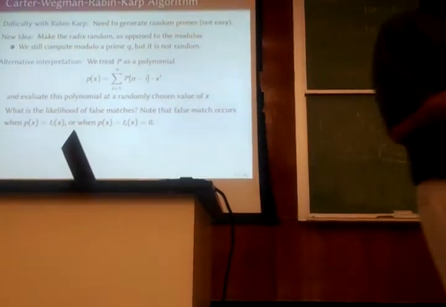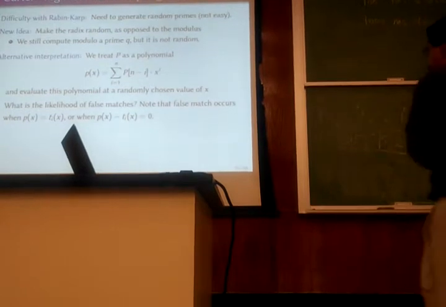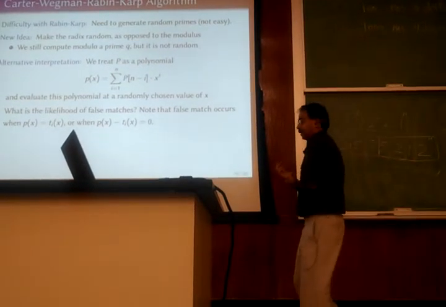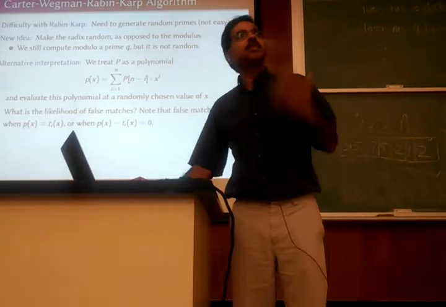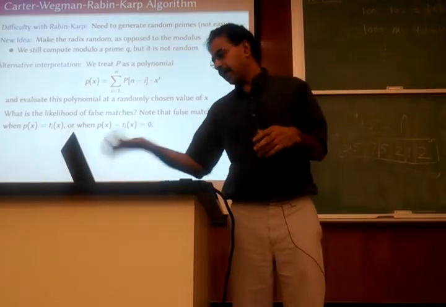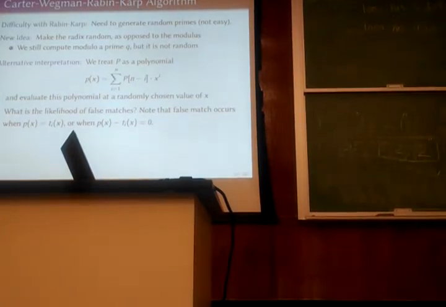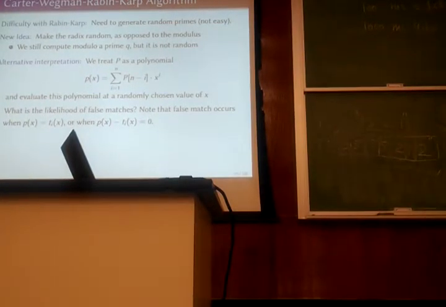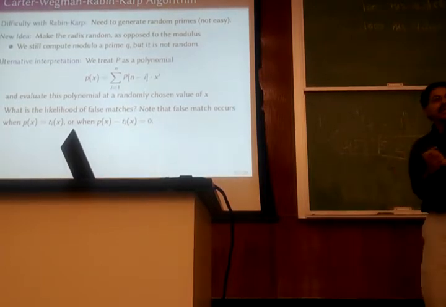But here, the basic idea is, again, you want to make sure that these pathological cases don't arise. Okay, and that's why we keep talking about random. Okay, so again, the difference between this Carter-Rabin-Karp algorithm and the original Rabin-Karp algorithm is that we are making something else random, right?